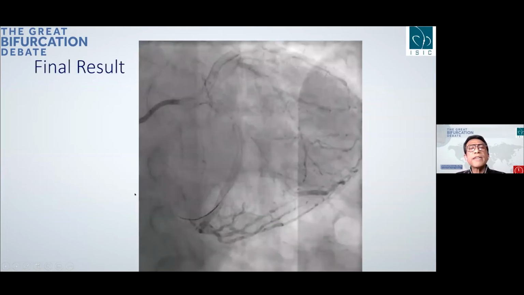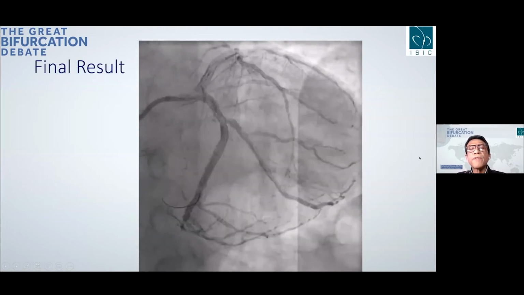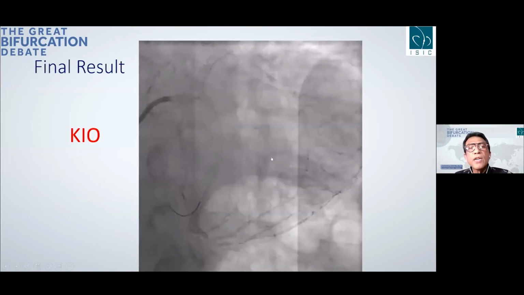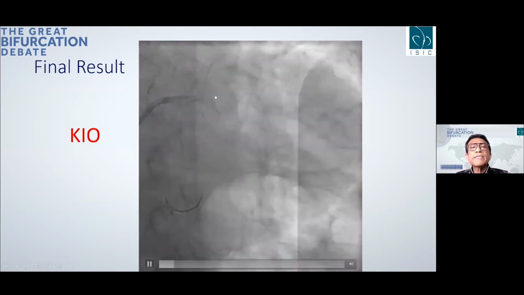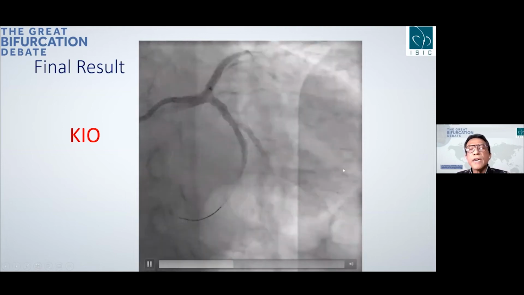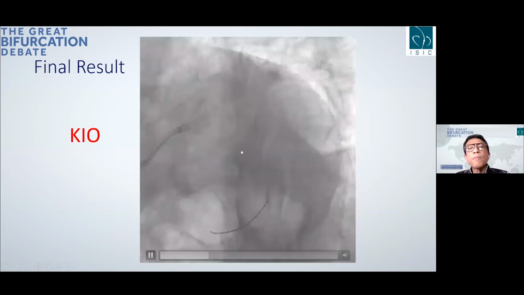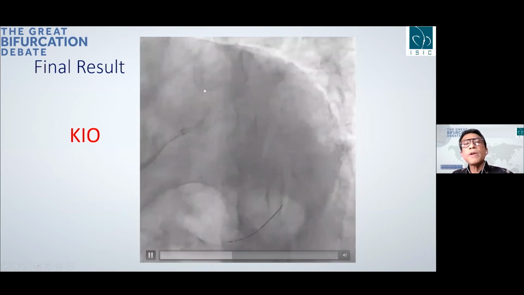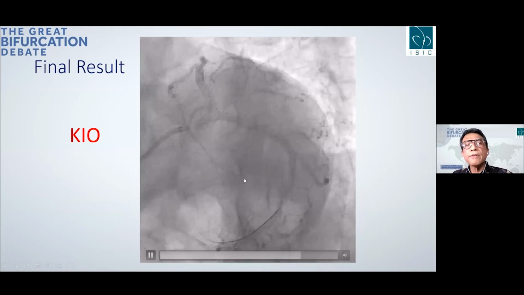This is the final result. I think it is an acceptable final result. You can see here that all branches, even the ramus, are still open, the septal is still open, and the diagonal is still open.